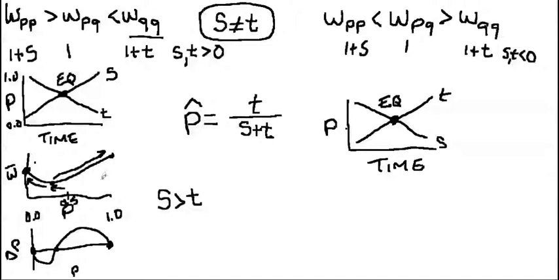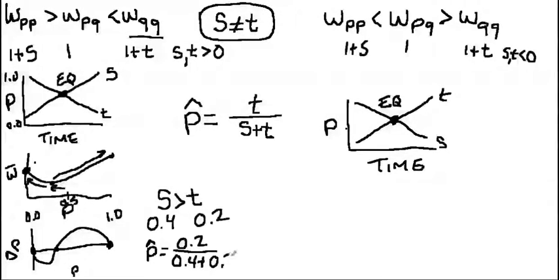If we look at it with an example, if we take S at 0.4, T at 0.2, we can see that our equilibrium value is going to be 0.2 divided by 0.4 plus 0.2, which equals 0.33.